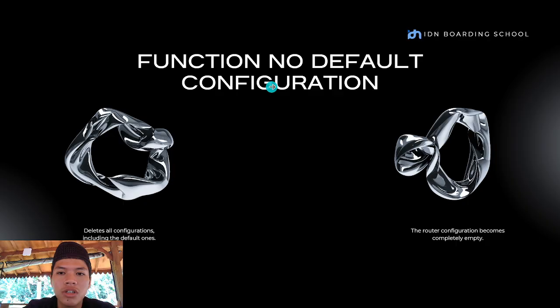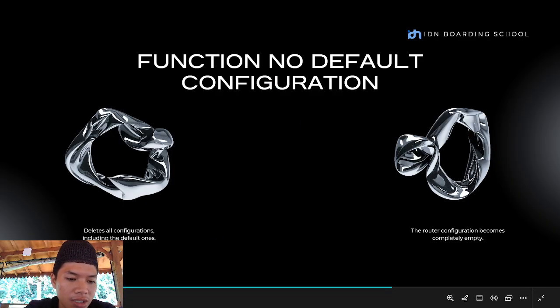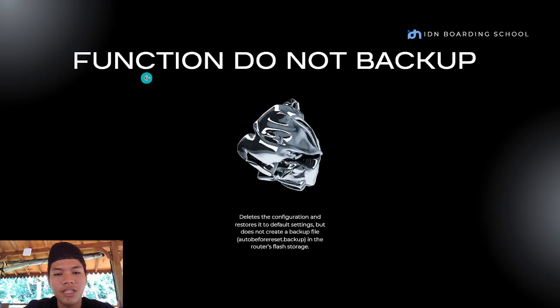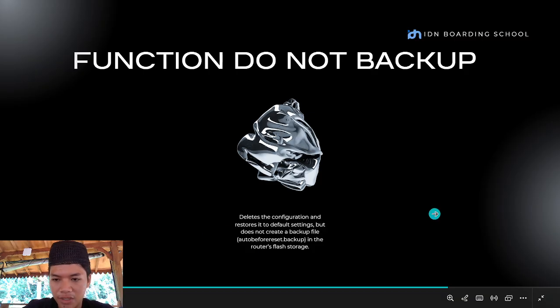Next, the function of no default configuration. The first is deleting all configurations, including the default ones. And the second is that the router configuration becomes completely empty. And now the function of do not backup. That is, it deletes the configuration and restores it to default settings, but does not automatically create a backup file before the reset in the router's flash storage.